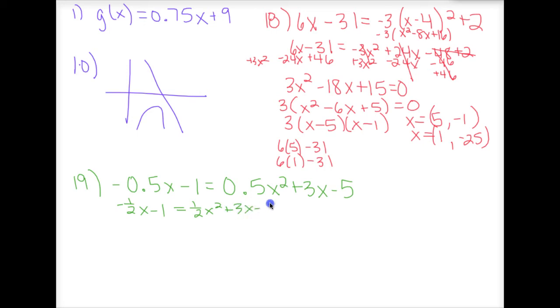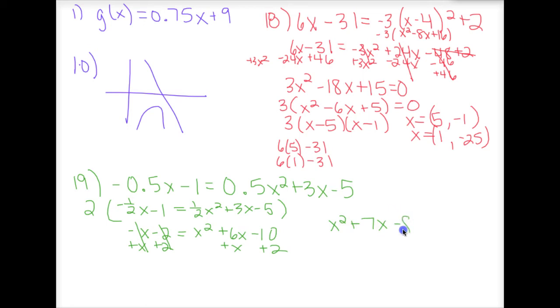The reason I point that out is because your life would be so much easier if you just got rid of the decimals or fractions by multiplying the entire equation by 2. So if I do that, then I end up with negative x minus 2 equals x squared plus 6x minus 10. And then I move these over to the other side, so plus x plus 2, the 2s cancel. So I've got x squared plus 7x minus 8 equals 0. And now it's easily factorable.